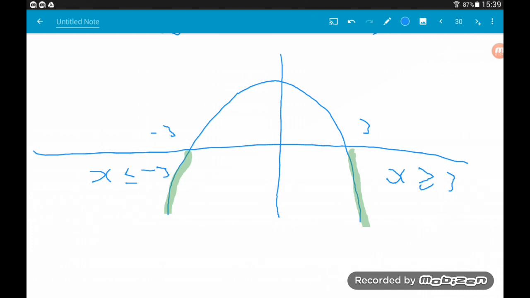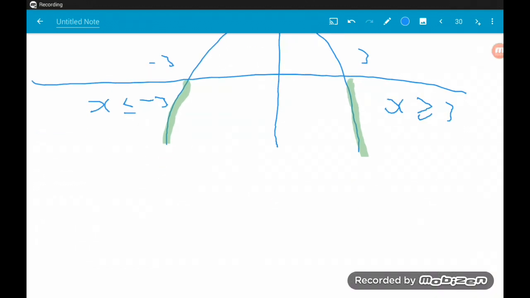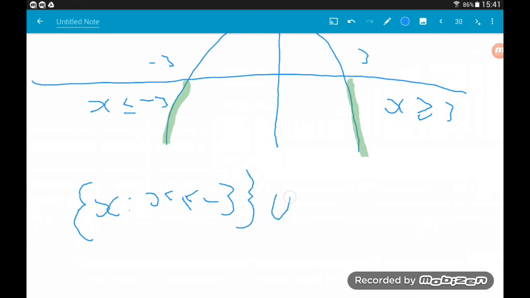So those are our two separate solutions in set notation. And we would write this as x such that x is less than or equal to minus 3. Union, so it's an or, x can't satisfy both of these at the same time, or x such that x greater than or equal to 3.